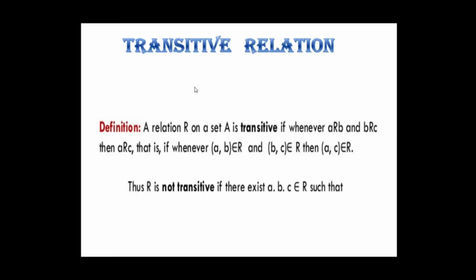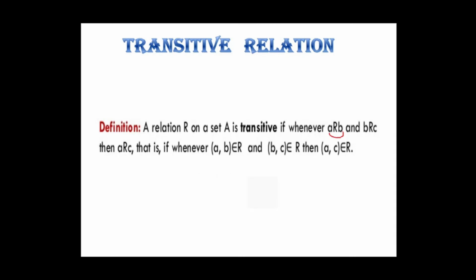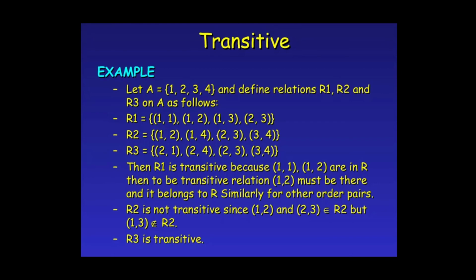Now for a transitive relation, if (A, B) is in the relation and (B, C) is also in the relation, then (A, C) should also be there in the relation, and only then will it be transitive. Otherwise, it will not be transitive. And now let's see some examples of transitive.